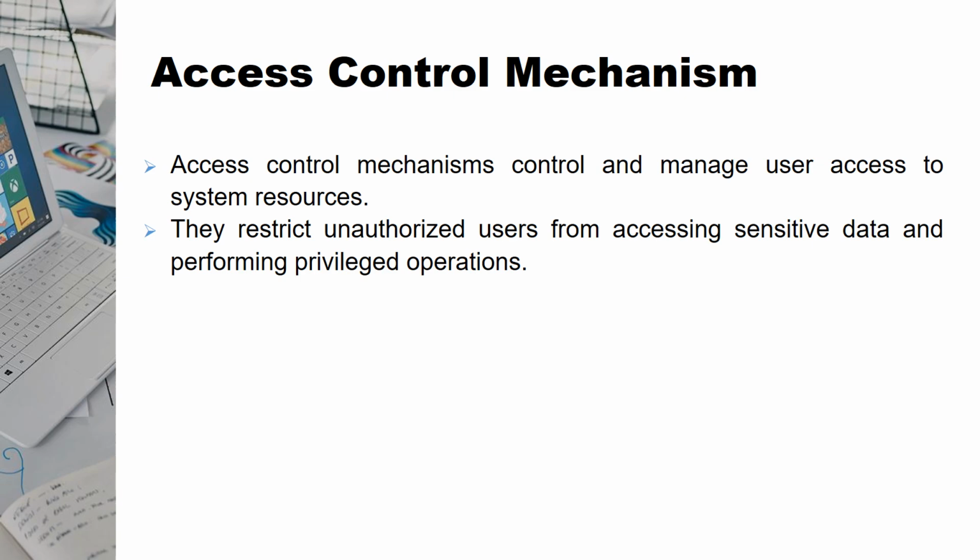So what do access control mechanisms do? These are responsible for managing who can access what within a system. They make sure that only authorized users can reach sensitive data or perform important actions like changing system settings. For example, if you are not an admin, you should not be able to install new software or view confidential files. These mechanisms are there to block unauthorized users from doing things they should not.